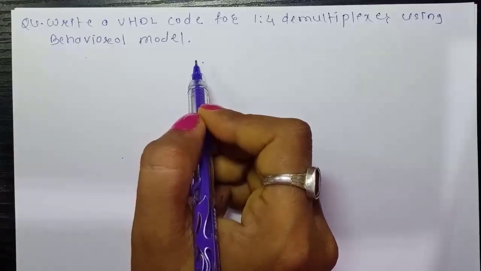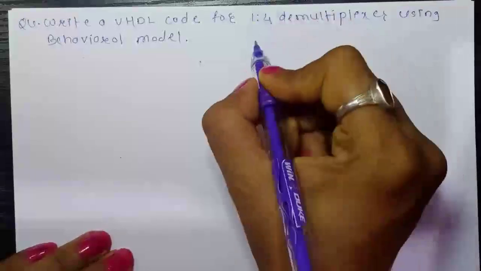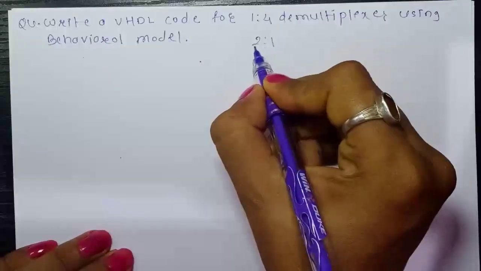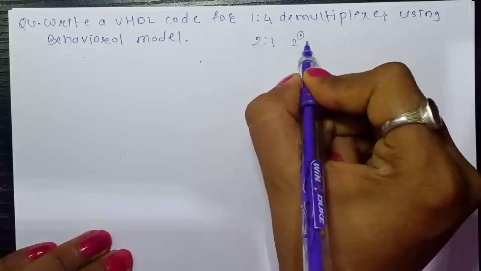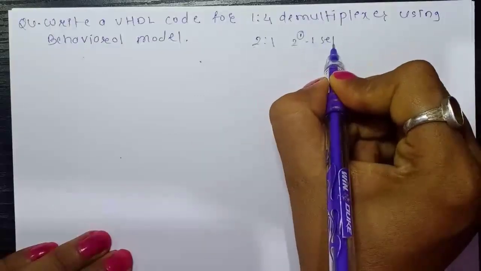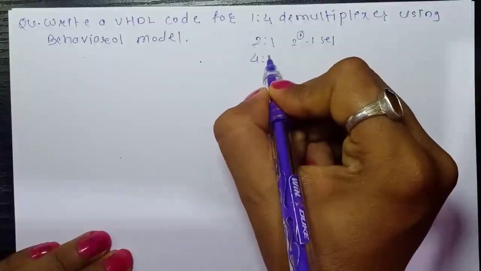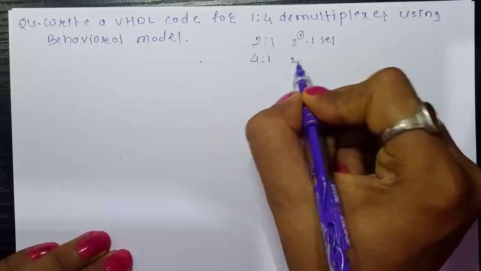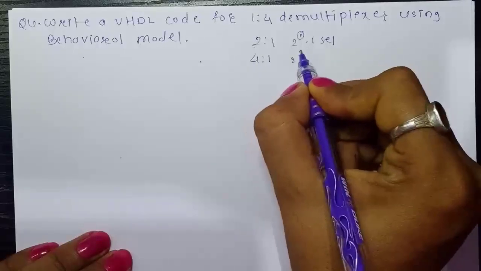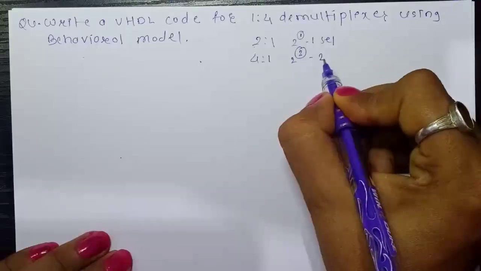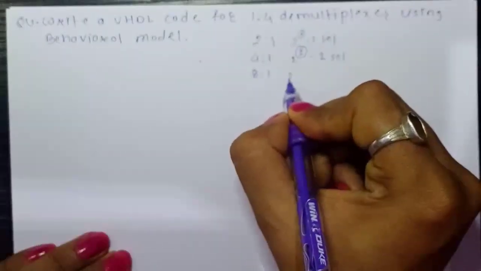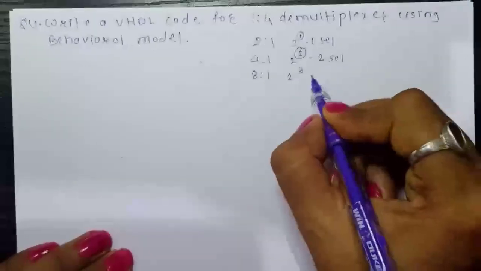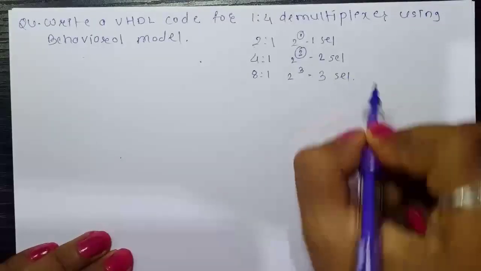So what happens in a 2 is to 1 multiplexer? This 2 can be written as 2 raised to the power 1. That means 1 selection line. If the multiplexer is 4 is to 1, this 4 can be written as 2 raised to the power 2. This means this multiplexer contains 2 selection lines. And if the multiplexer is 8 is to 1, that means 2 raised to the power 3. That means it contains 3 selection lines.